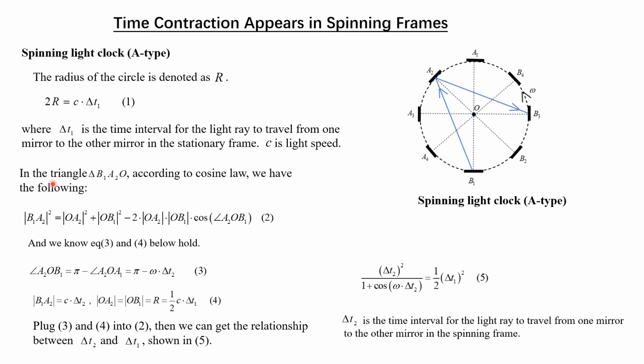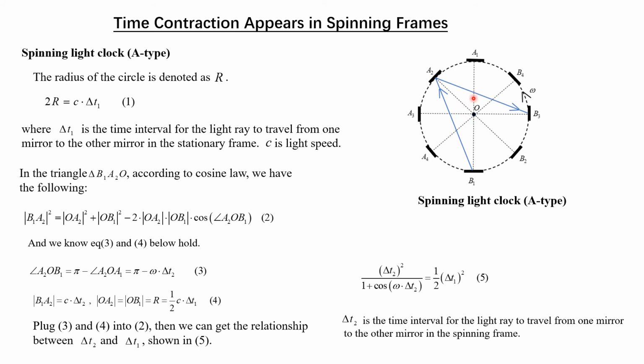In the triangle B1A2O, according to the cosine law, we have the equation: B1A2 squared equals OA2 squared plus OB1 squared minus 2 multiplied by OA2 multiplied by OB1 multiplied by the cosine of angle A2OB1. And we can know here that this angle A2OB1 is equal to pi minus angle A2OA1.